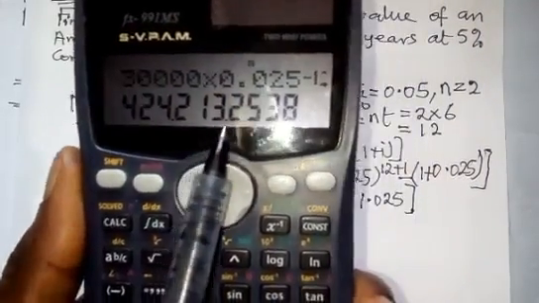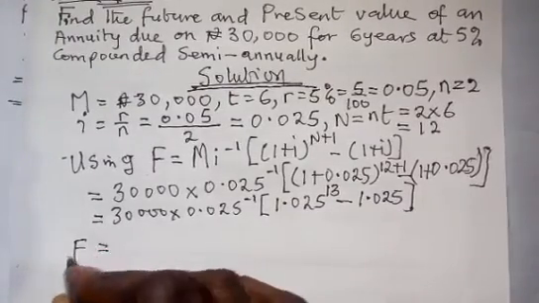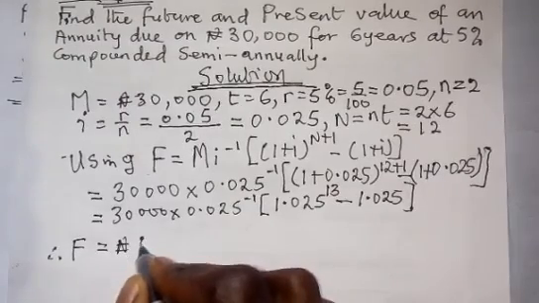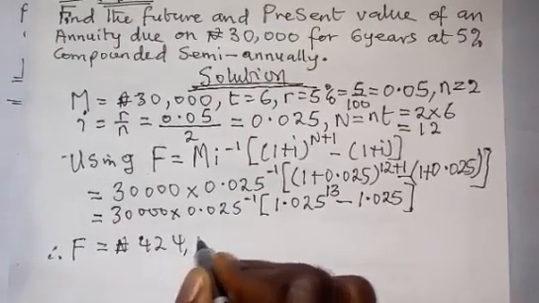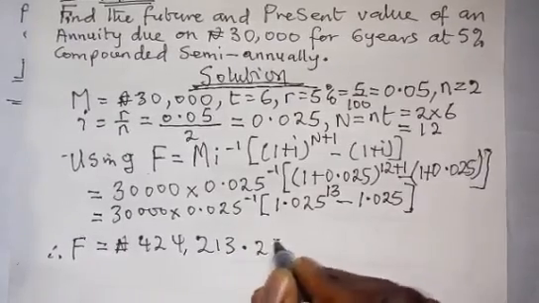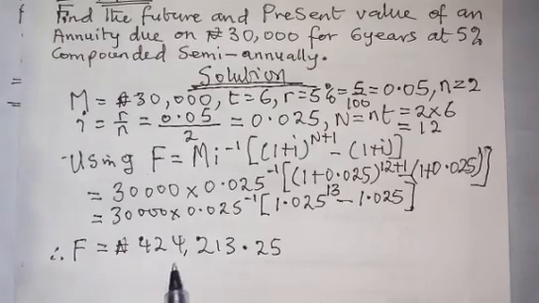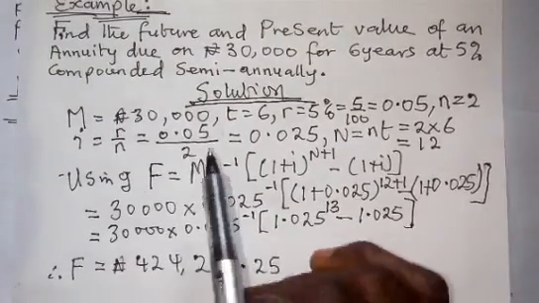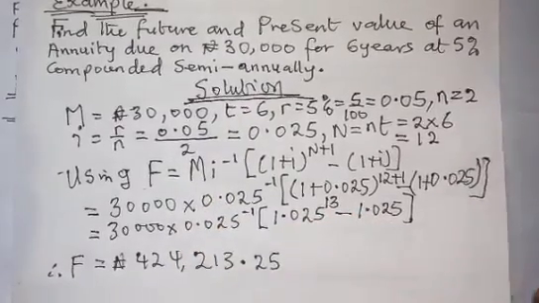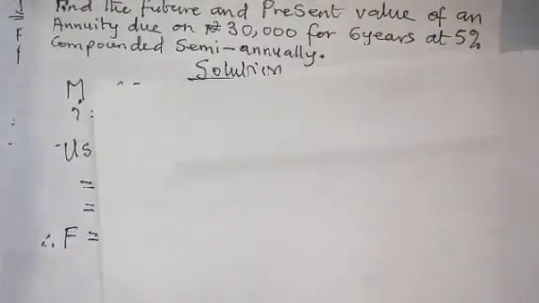You're going to have 424,213.25 kobo. So we're going to transfer that answer and put it here for the future value as 424,213.25. So here is the future value for that particular amount for the annuity due. Okay, so now we've gotten this value. The next thing we're going to do is to get the present value.